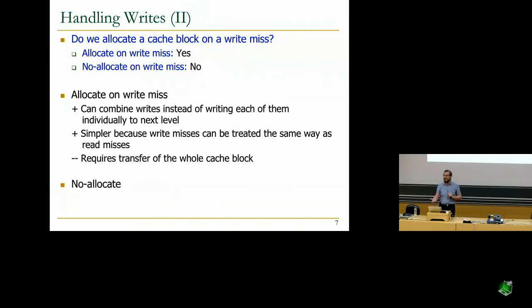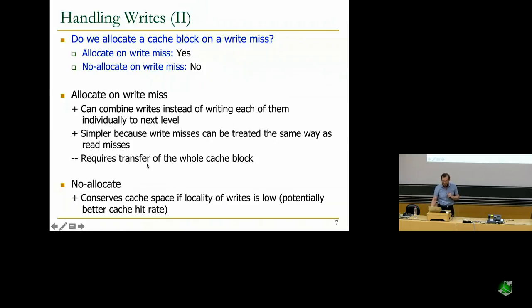Now, the downside of allocating on a write miss is that it requires the transfer of the whole cache block. Think of some write that you're doing to memory that doesn't have very good locality. You just want to update this bit in this part of the array, and you're not going to modify anything else. And you're not going to touch that data for a really long time. Does it really make sense to bring the entire block into the cache? Why not just write that bit into the memory? So that's the downside of allocating.